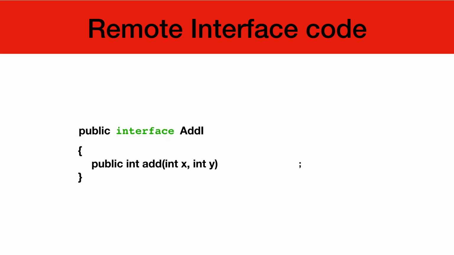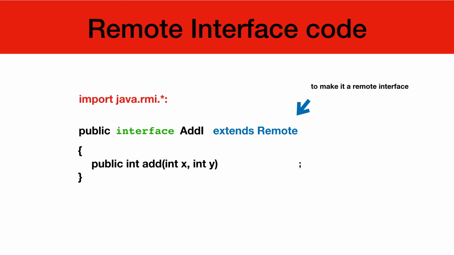For the interface to be a remote interface, we are extending it with the Remote interface. Remote is a part of java.rmi, which we need to import. Since it's a remote method call, communication related exceptions may occur. So we throw Exception.